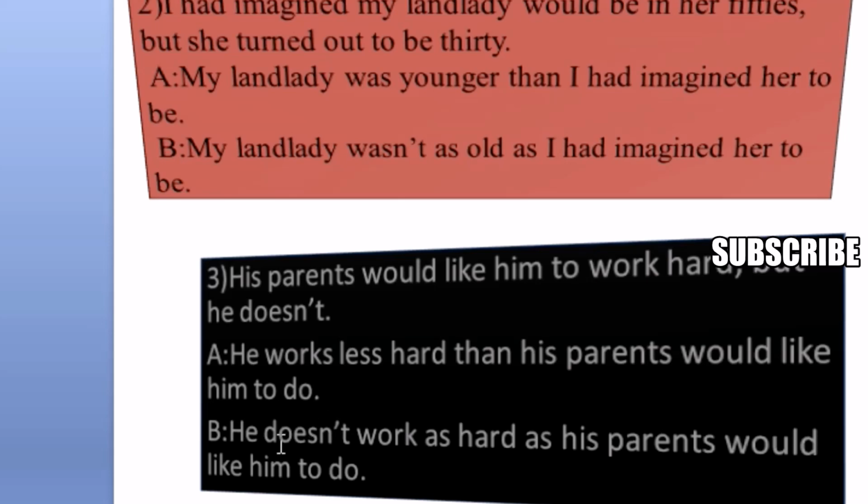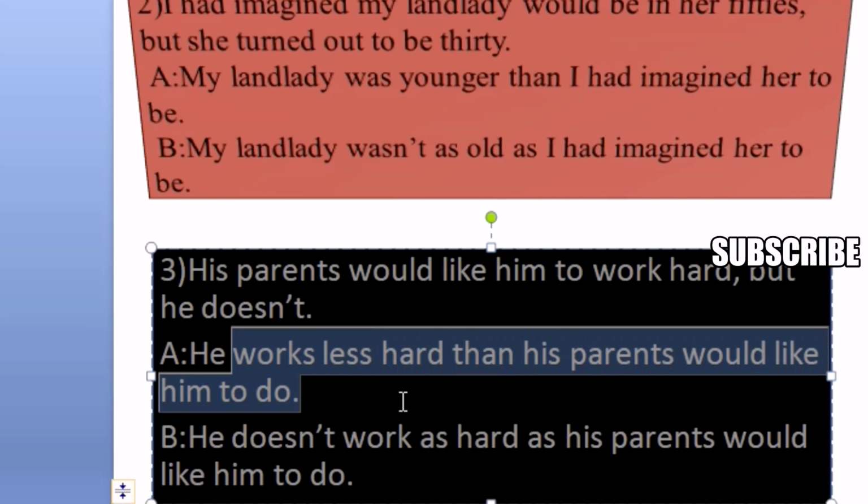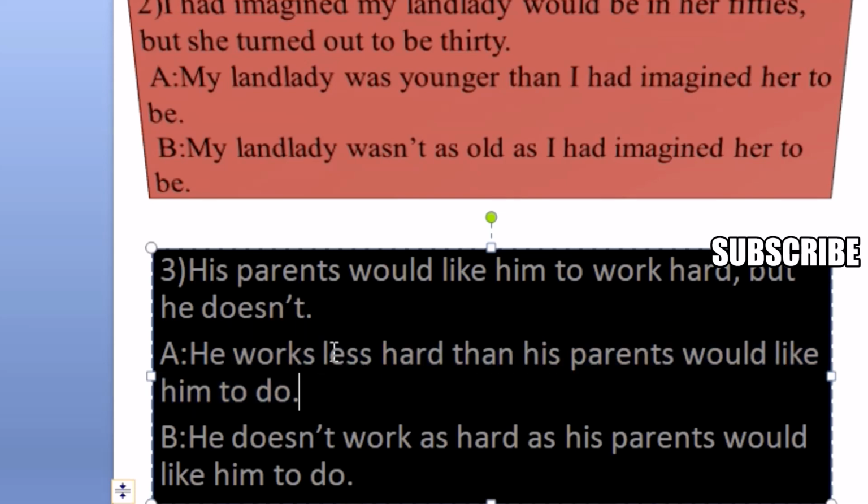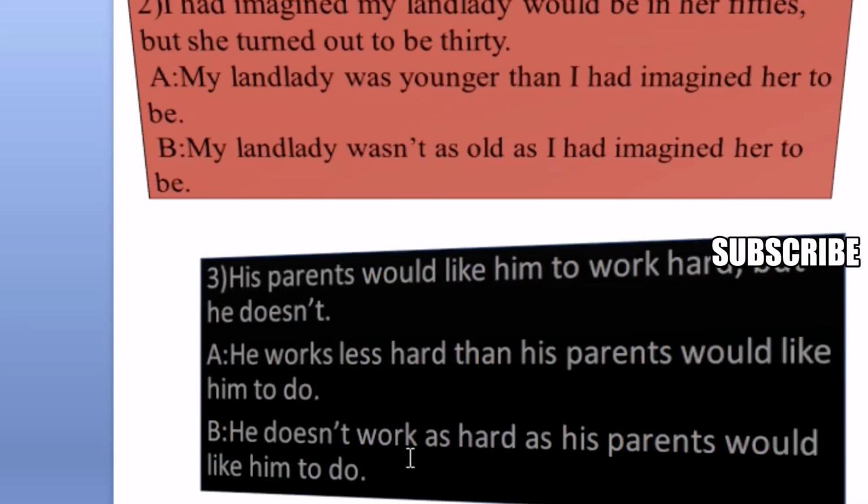Then option B: he does not work as hard as. Remember this thing, my dear, we have written less hard for option A. Don't forget this. So option B: he does not work as hard as, as I've told you already, as hard as, dotted as, hard in the first form of the adjective, his parents would like him to do. I think you are getting me properly, my dear.